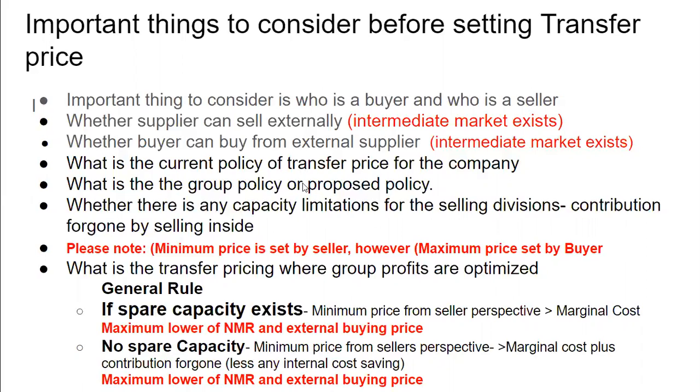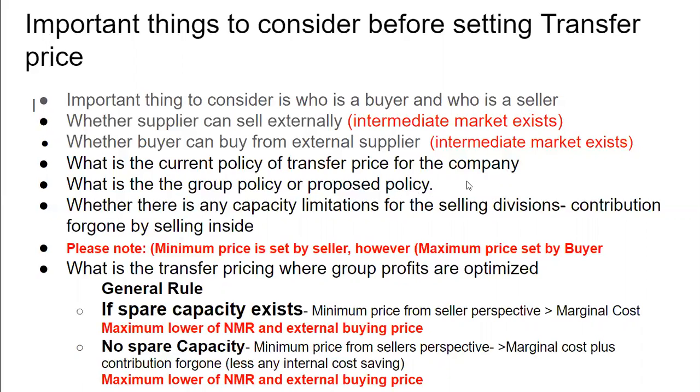Then there are two important things that you need to consider. Maybe, what is the current transfer pricing policy of the company? Maybe currently the company is imposing that they must buy internally. Then the examiner could ask you what would be the individual division profit as well as the group profit under the current policy. Then also you could be asked what the group's proposed policy or future policy is.